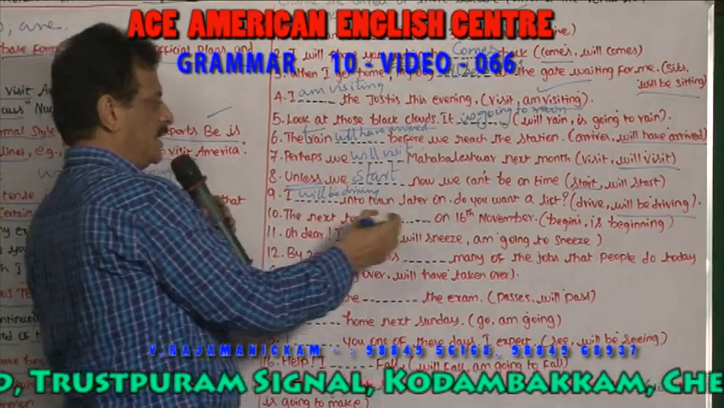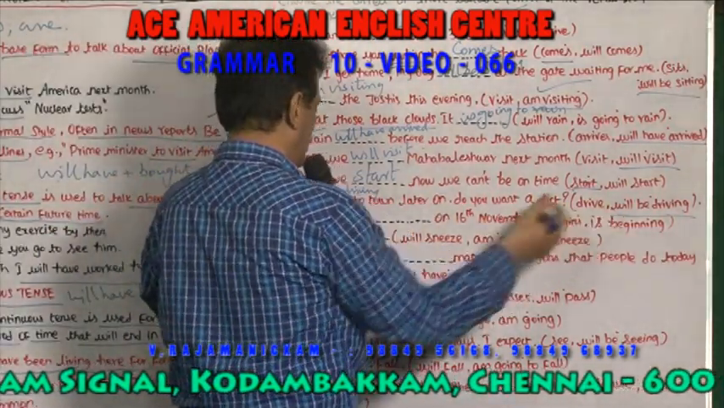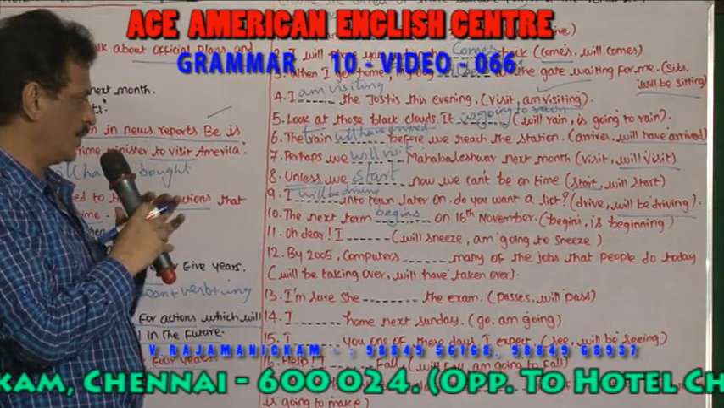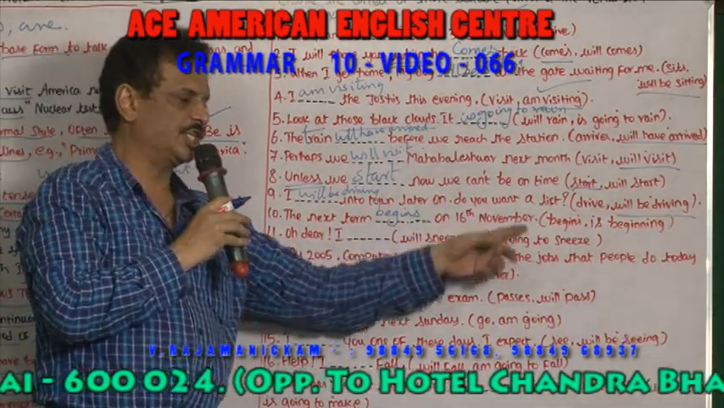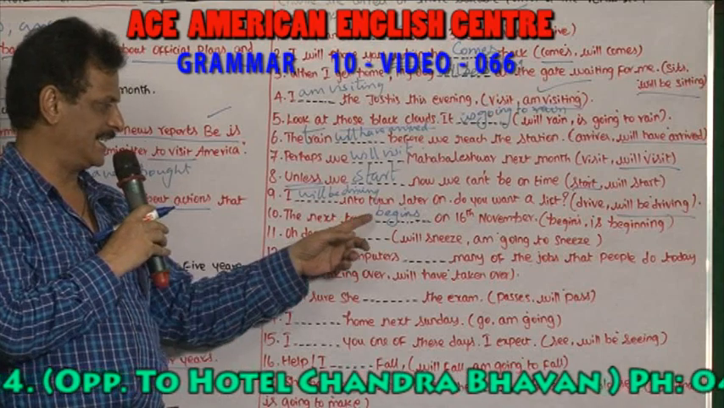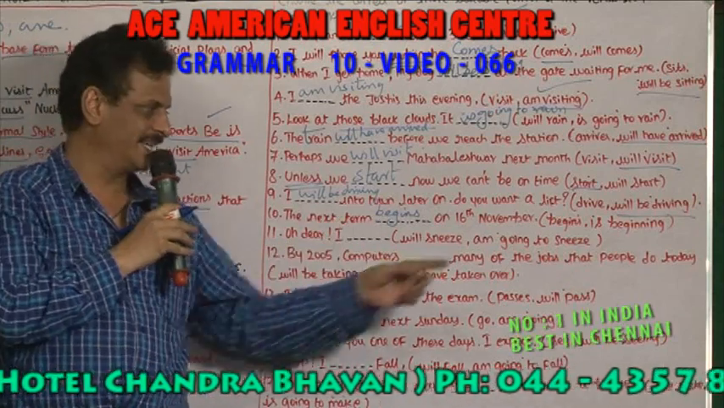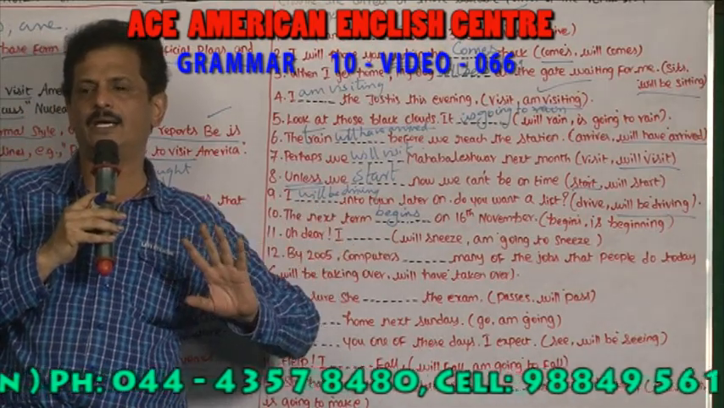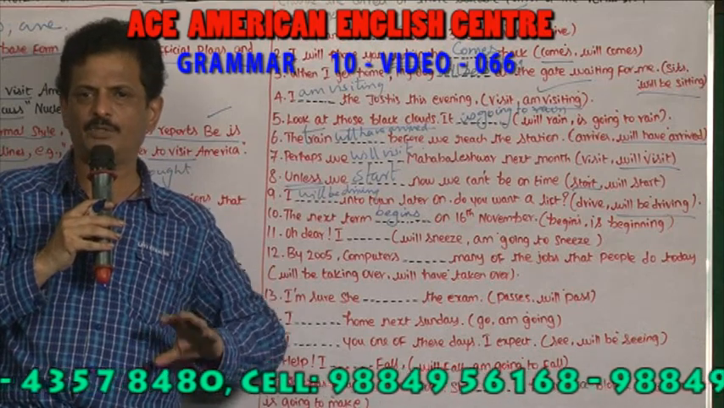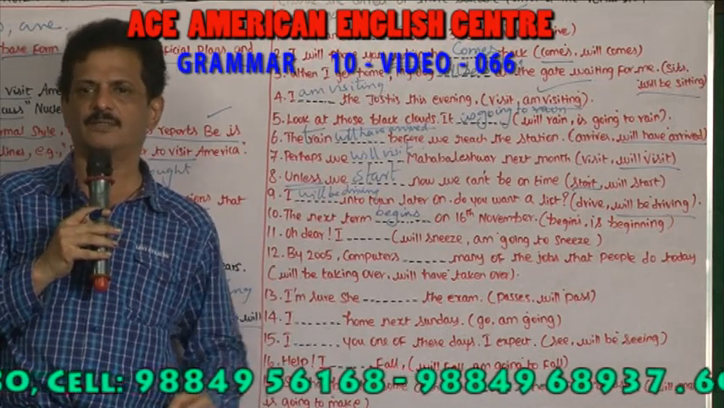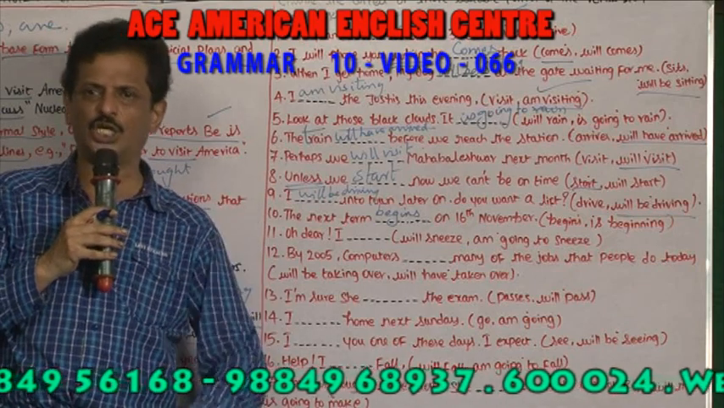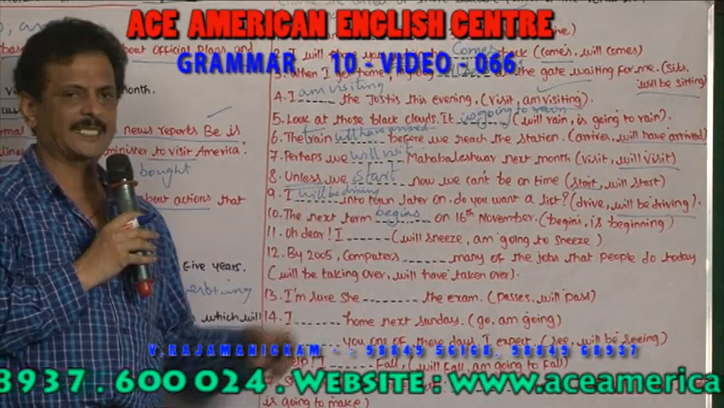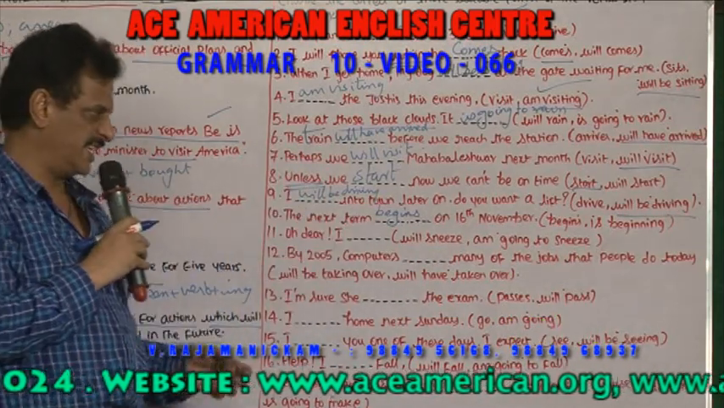The next term on 16th November begins or is beginning? Begins. Something which is not in your control, like Christmas falls on 24th December. It is sure to happen. So when something is sure to happen, the 16th November, it is sure to happen next term, then you are using present tense, begins, right, sir?